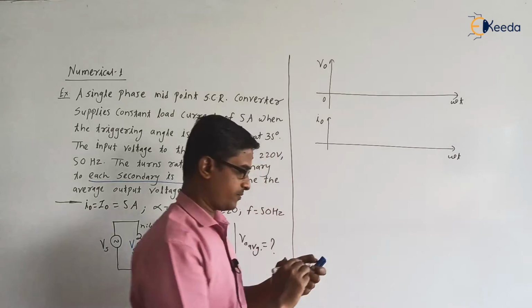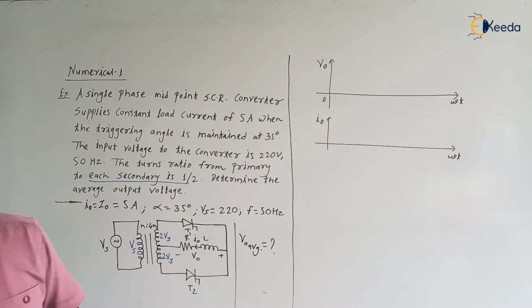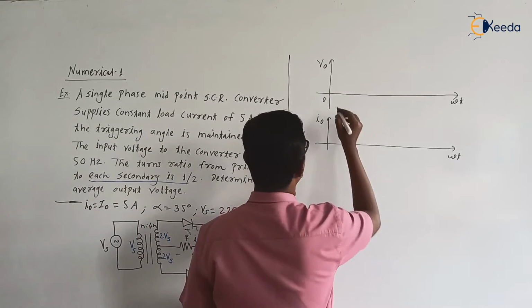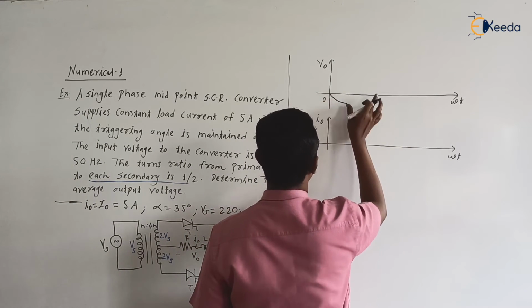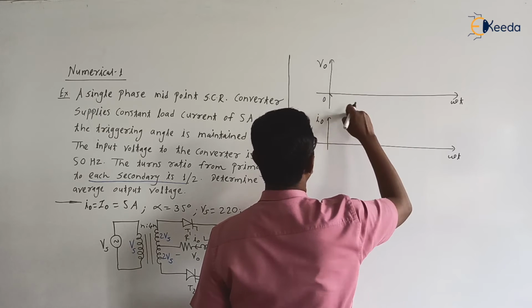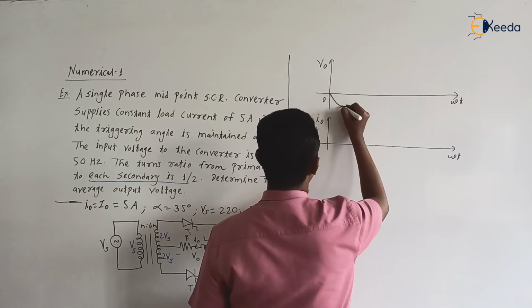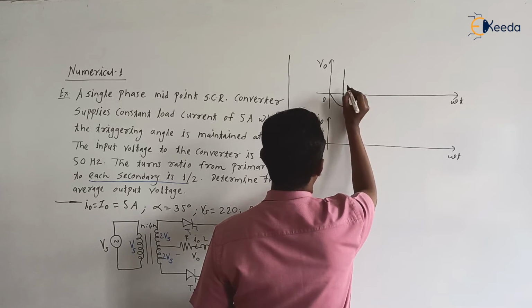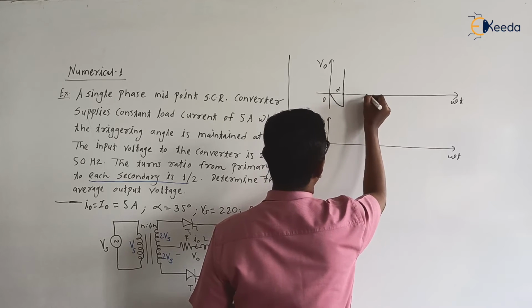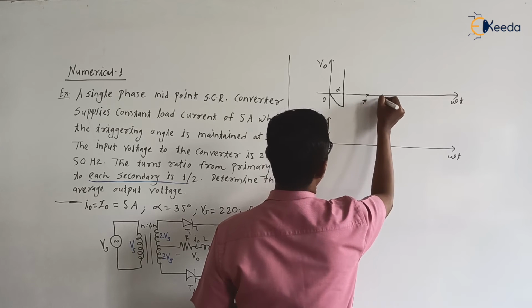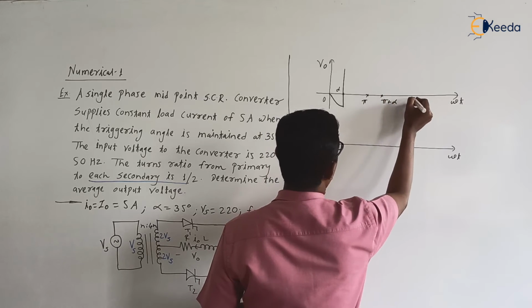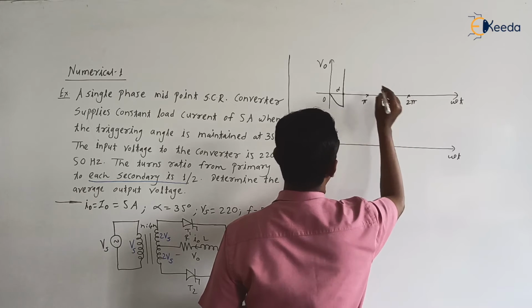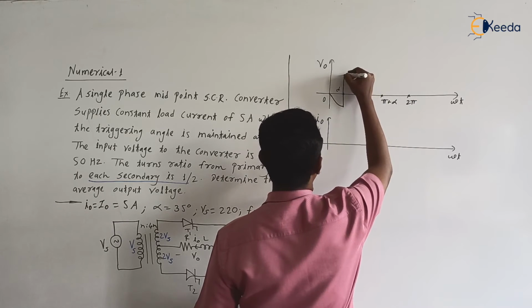So if you check from 0 to alpha, V0 is negative. Recall the waveform for continuous conduction. This is alpha, this is pi, next one is pi plus alpha, and this one is 2 pi. So the waveform will be like this.